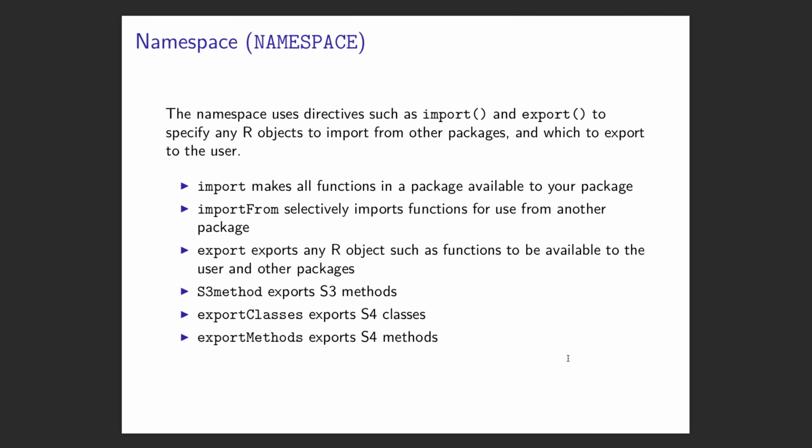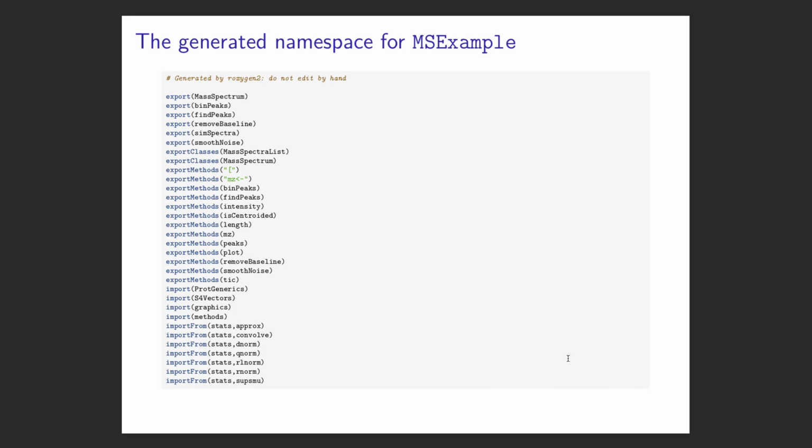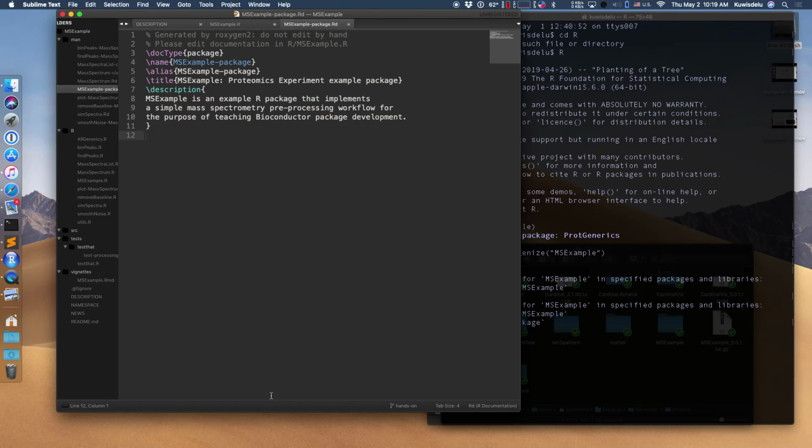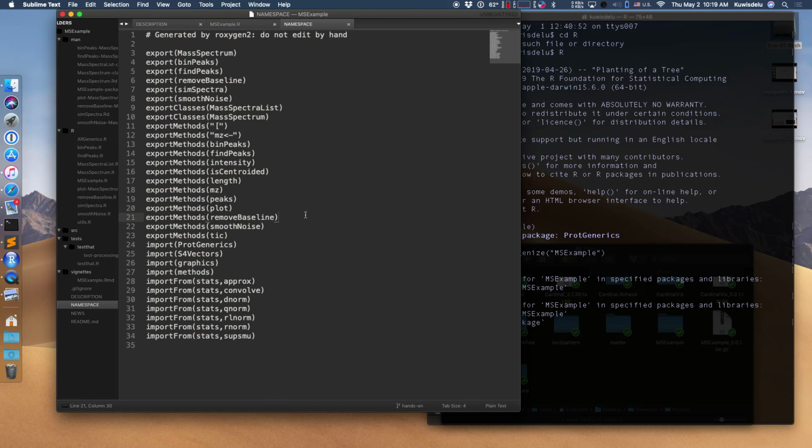Okay, so the namespace. We've exported functions, we've imported stuff from other packages, and this tiny, tiny text is what I get when I run Roxygenize on this MSExample package. I can see I'm importing these packages, I'm importing these specific functions from stats, and then I have a bunch of other things that I'm exporting. In this case, they're mostly S4 methods that, again, we'll talk about this afternoon, but I have a few that are just basic functions, like I'm exporting this SimSpectra function.